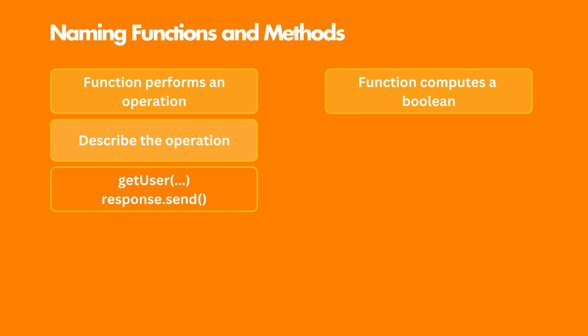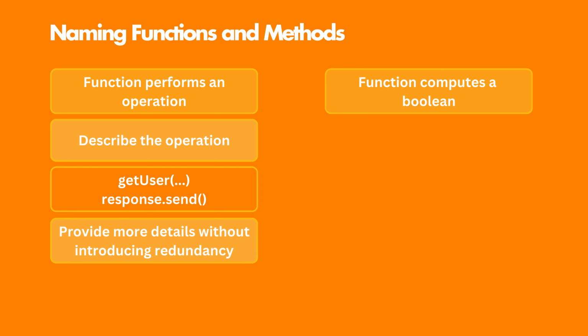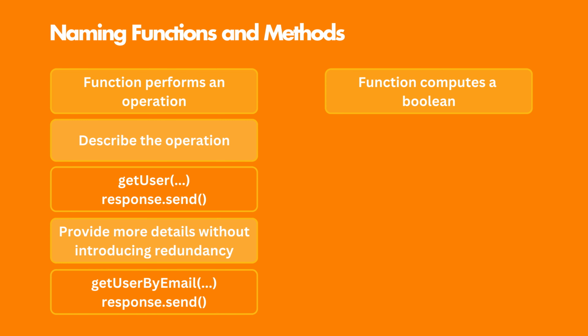In case of getUser, it's evident that we are fetching a user, likely from a database. But in case of response.send, this name signals that we are probably sending out a response when this method is invoked. As always, more details in your function or method names are fantastic, but only if they add value and aren't redundant. For example, if you're fetching a user by their email from a database, naming the function getUserByEmail is crystal clear. It leaves no room for confusion about fetching the ID or any other criteria. On the other hand, when it comes to response.send, it's pretty straightforward. Adding more details like response.sendResponse would be redundant.